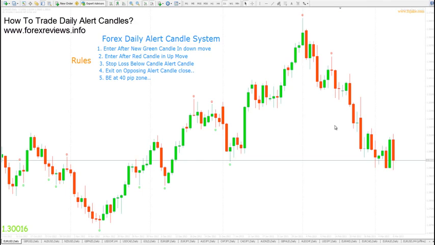So I'm on the Euro US daily chart, as a lot of people trade the Euro, so I thought this would be a good one to show the example on to begin with. The basic rules are: enter after a new green candle in a down move, or enter after a red candle in an up move; stop loss below or above the alert candle, as we'll go over in a second; and exit on an opposing alert candlestick close. Break even I generally put as soon as it gets past 40 pips, and that seems to work really well for me, whether the market keeps going my way or not.